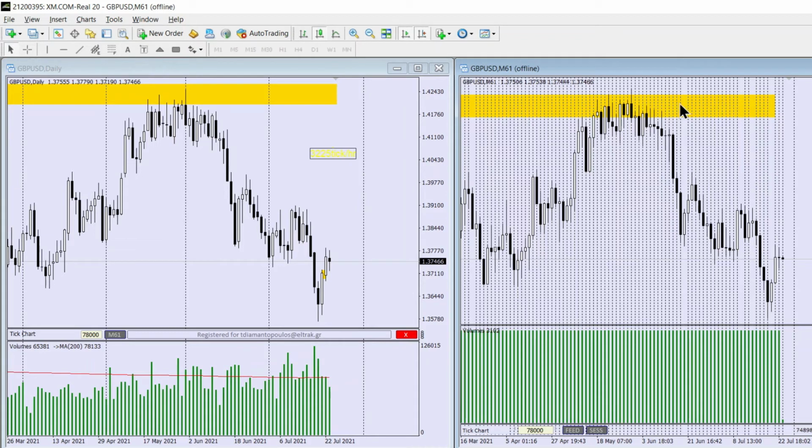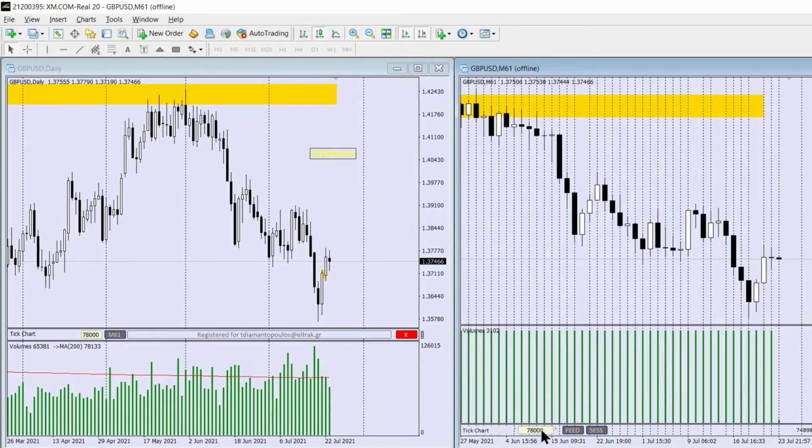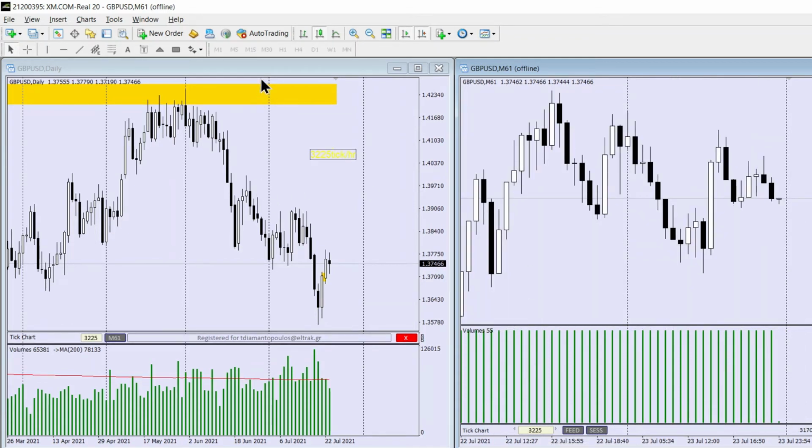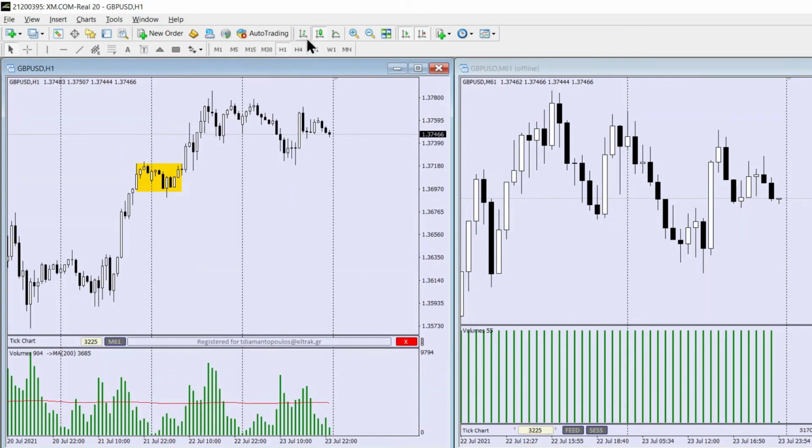For example, drawing the support, the resistance, and the fibs. Everything else is much better than the time frame because we are dealing with volume, and volume is what we care about because volume moves everything. So let's go back to 3,000 to 25, and here to the 1 hour.